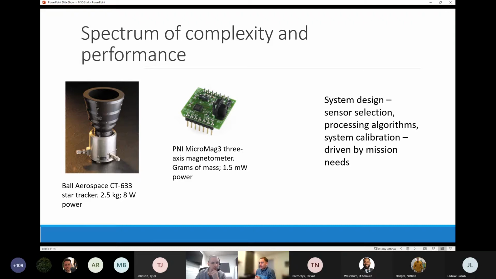On the right there is a magnetic sensor. That's one that we used on those CubeSats I showed. It's a very simple, on-a-chip, 3-axis magnetometer. It consumes about 1.5 milliwatts. So your overall system design is going to dictate which type of these sensors you need to use. But the thrust of a lot of my research was on how to make the super cheap sensors, like on the right, work very effectively and high performing.